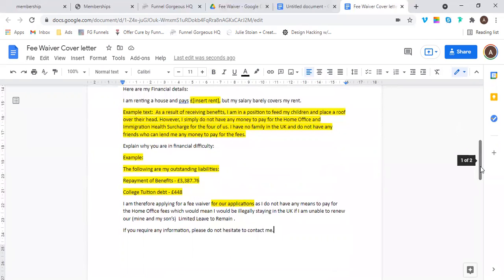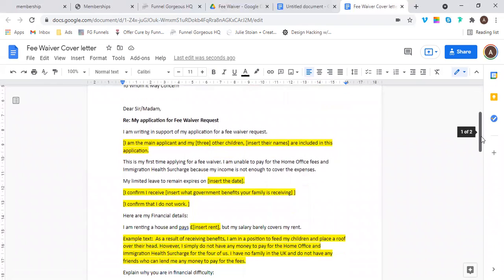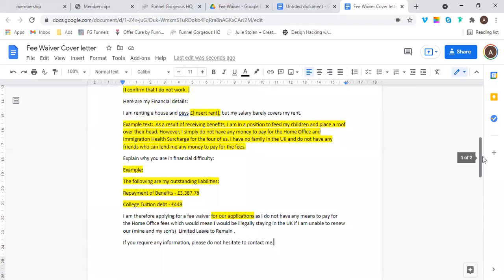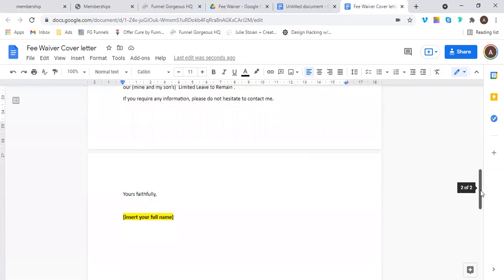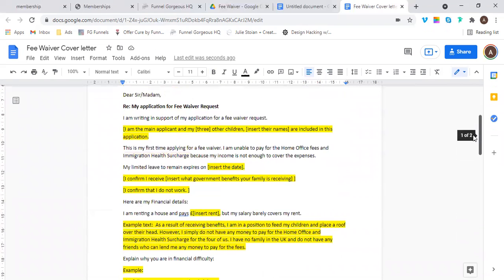It depends on your type of application. It may be that you've overstayed and you're now wanting to regularize your stay, but you continue to not have any money to pay for the Home Office fees. So this is the letter that you can use. And if you have any questions, you can email or contact me if you want some support on drafting your letter.